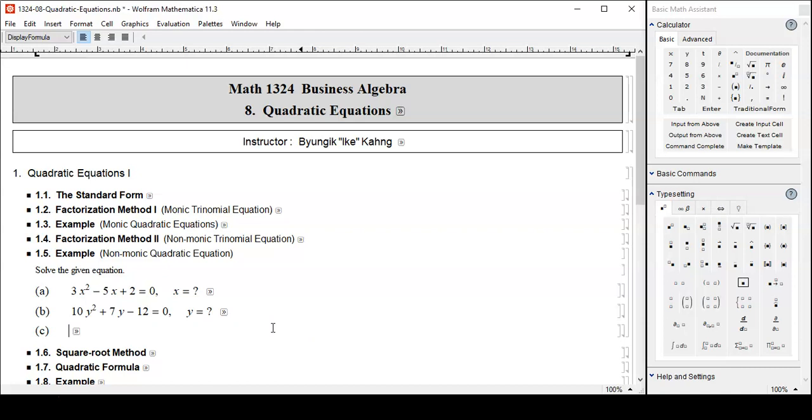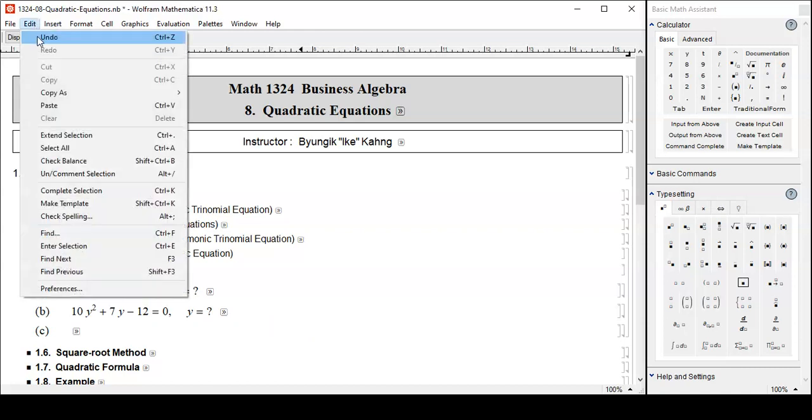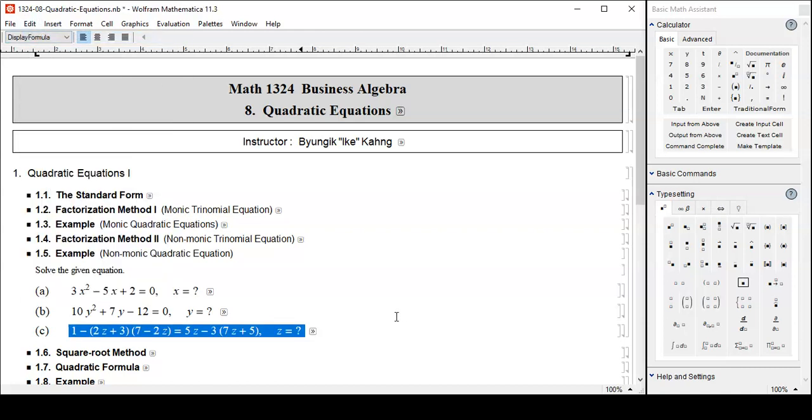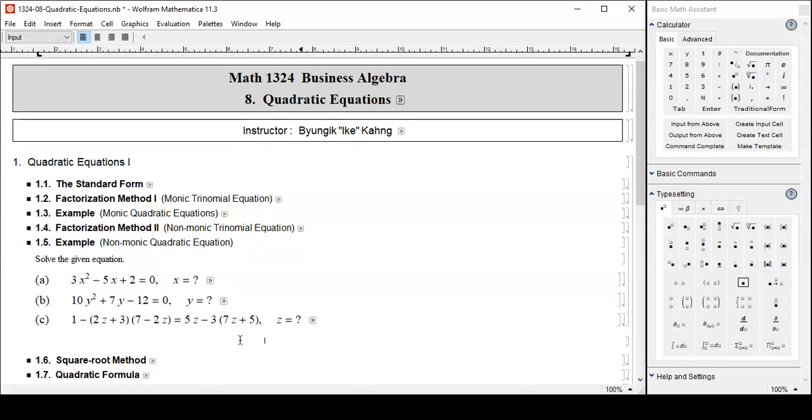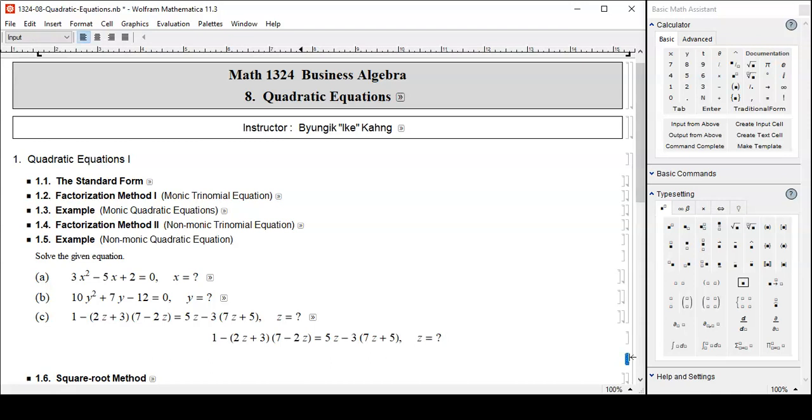Here's a problem. What did I do? Undo, copy, paste, paste. Okay, that's a problem.